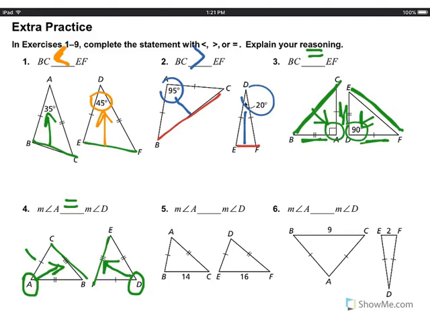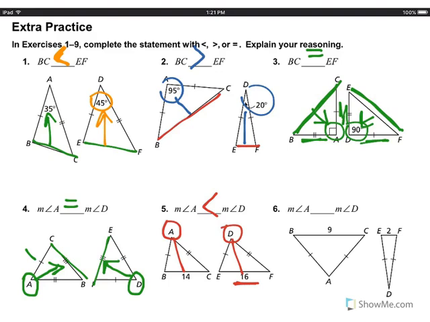So that actually means that they're going to be equal measurement. Okay. Alright, angle A is across from 14. Angle D is across from 16, and you have to think to yourself, okay, which one's bigger? Well, 16 is bigger than 14, so my alligator is going to eat angle D. Or it's going to point to the smaller one, which is angle A.